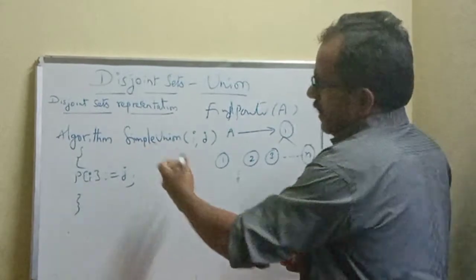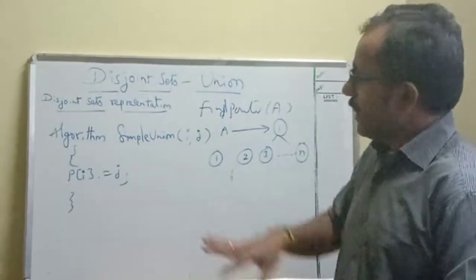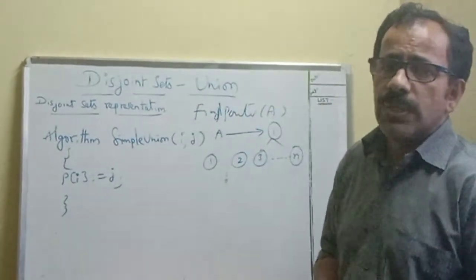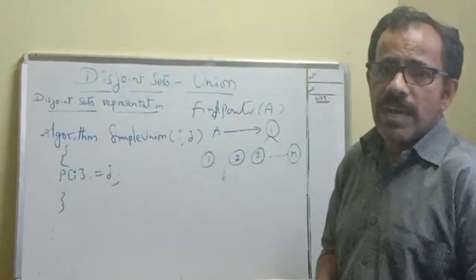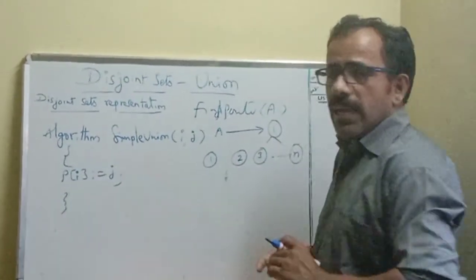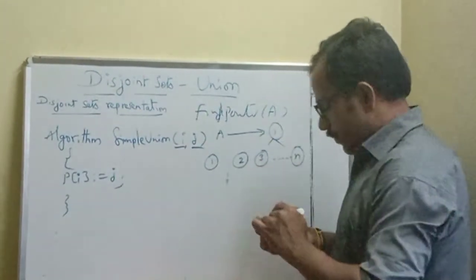So in this case, I am going to explain the simple union first. After that, I'll mention what the disadvantages of simple union are. Then afterwards we'll go to the modified union operation. So in simple union, this is the simplest union algorithm with one step. Here I am passing two parameters.